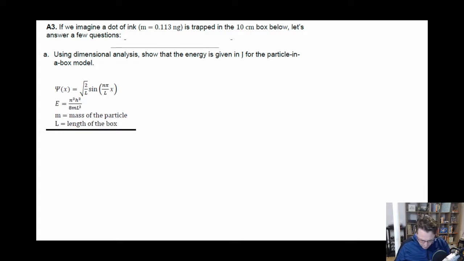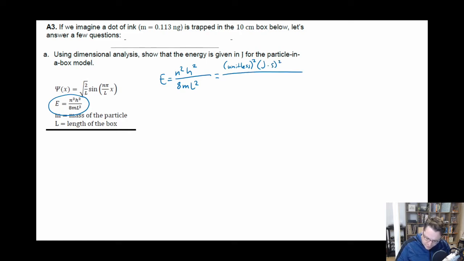The way to approach this is that we have the equation right here for energy. Energy is equal to n squared times h squared over 8ml squared. If we simply write out what the units for everything are, we know that n is unitless. There's no units for it. h is joule seconds, and that whole thing gets squared. We have 8 times mass, so the mass should be in kilograms, and then the length should be in meters, so that's meters squared in this case.